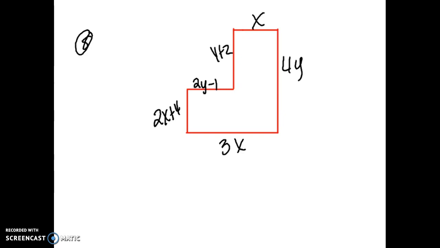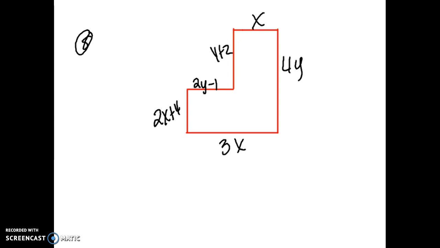Number 8, write and simplify an expression for the perimeter of the figure. Perimeter is, think about it as a security guard who secures the perimeter. That means he walks all the way around the building. So we're going to add up all the sides of this shape to get the perimeter. I can write one big expression adding all these sides, or I can just go ahead and combine like terms.